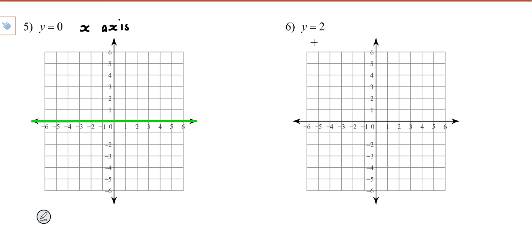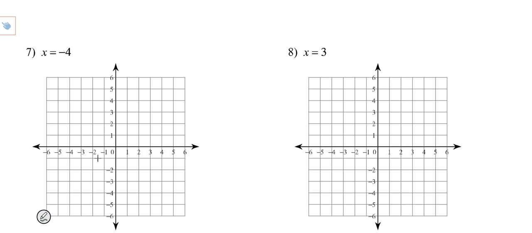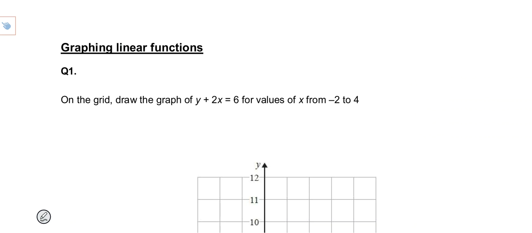All right? So this one, y equals 2, horizontal or vertical? Horizontal through 2. And this one, x equals -4, horizontal or vertical? Vertical through -4. x equals 3, down through 3. Okay? Make sense now? Does that clear up anything for you? Yeah? Okay. Right. We're going to move on then.